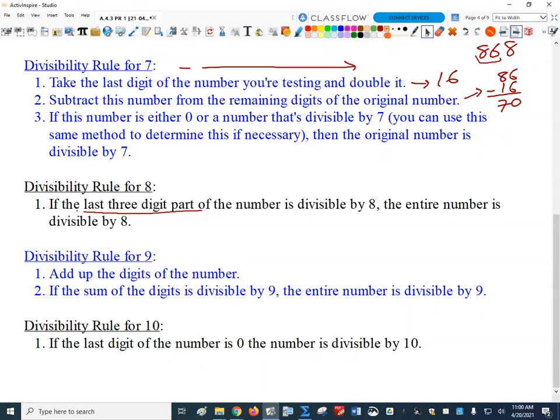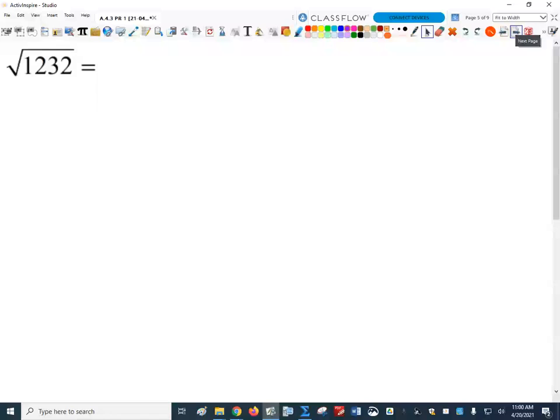So we got some tricks. Let's try our new bag of tricks and see if we can simplify this radical. So what are we going to do here? Factor tree. Okay. Lexi, can you tell me, I'm starting with the number 1232. Can you tell me a number that divides into those?